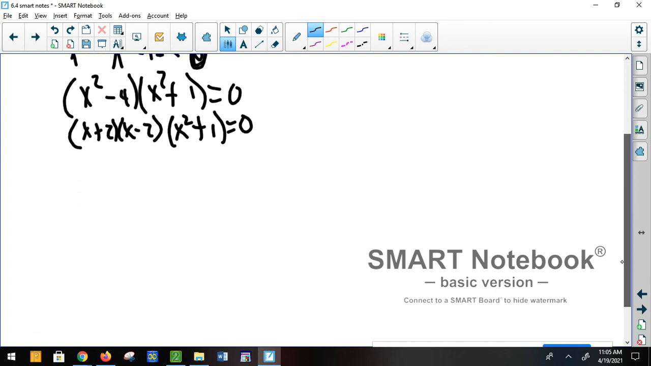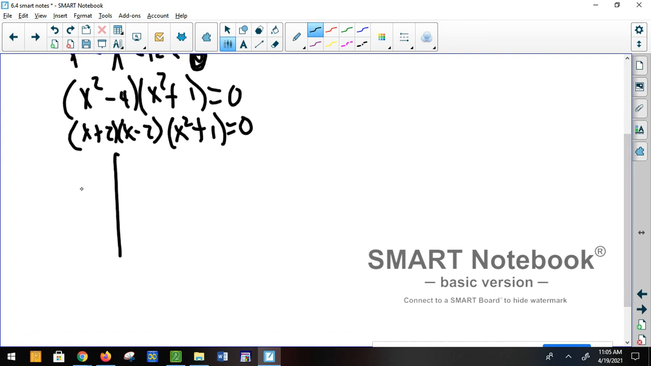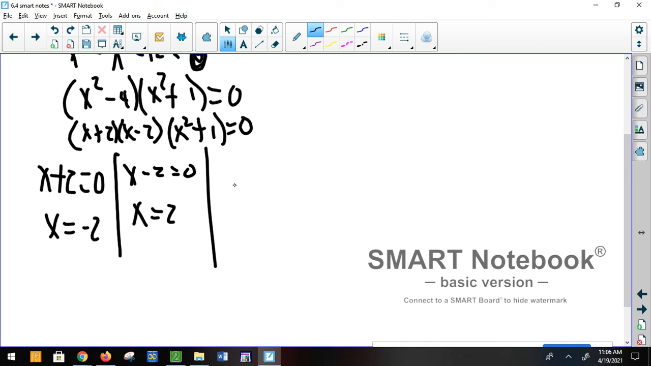So now when I go and set each factor equal to 0, you have x plus 2 equals 0. Subtract 2, you get x equal to negative 2. You have x minus 2 equals 0. Add 2, and x equals 2. Then you have x squared plus 1 equals 0.